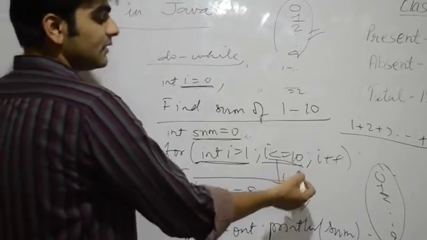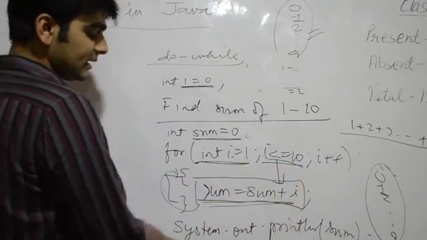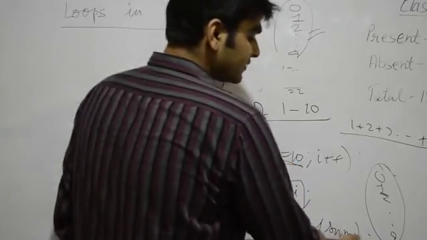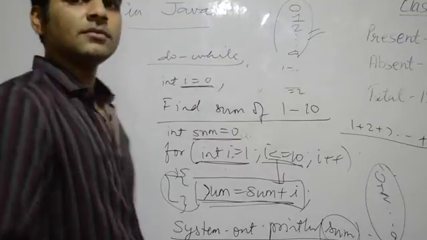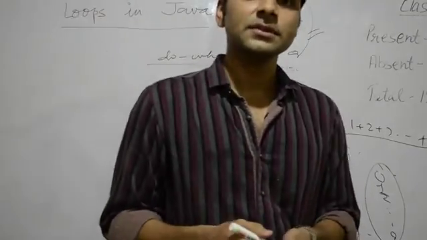After the value of I became 11, the loop broke and it came out of the loop and it printed the value of sum, that was the sum from 1 to 10, whatever the sum was.